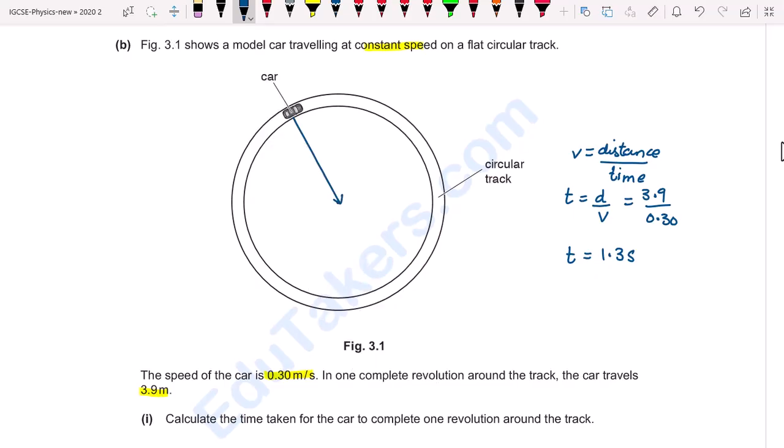And we have to represent it with F. So it is the direction of net resultant force on the car.